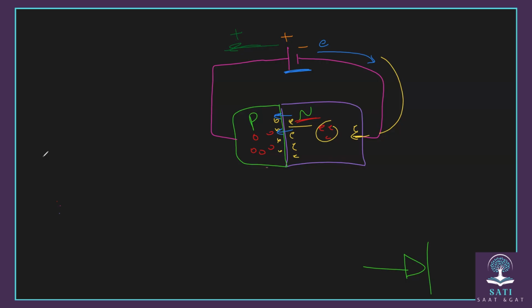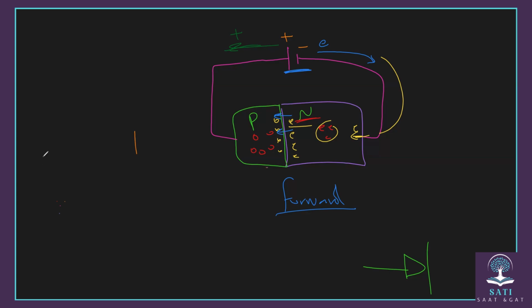So in this case, we call this connection, we call it what? Forward, by the way. Forward connection. And this forward connection connects current. It connects what? Electricity.